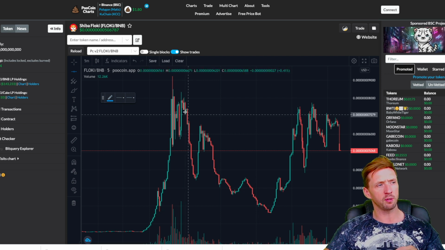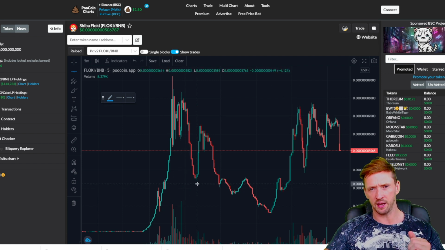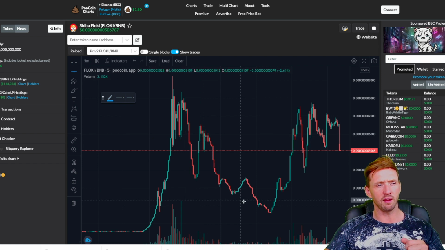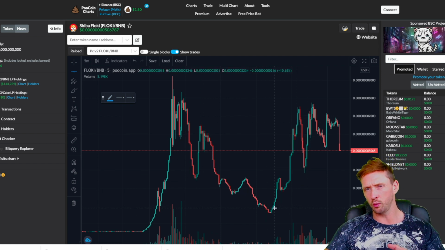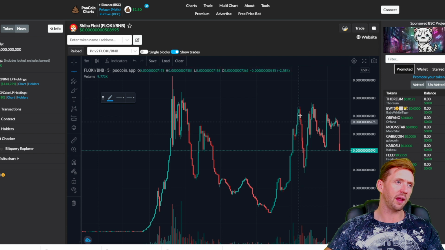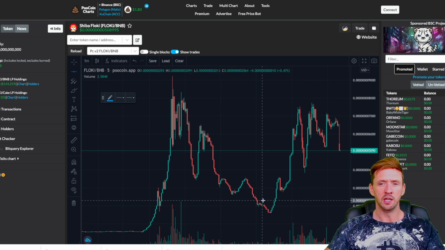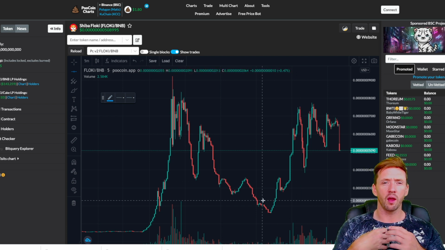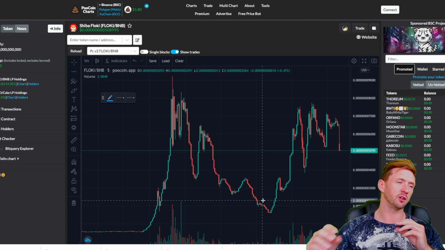Then you've got all the people sitting on the sidelines waiting for it to drop down here, brought back in again, and we've seen some great price action. The downslope that we always see on these tokens, and the upside once it's bottomed out. So do I think Shiba Floki is a good one at the moment? I think there's a lot more price action to be done in this.